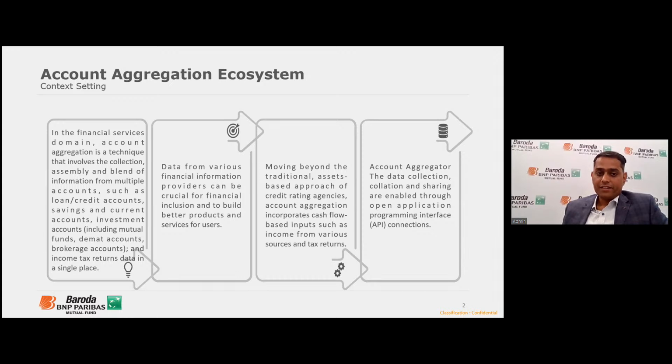The data from various financial information providers can be crucial for financial inclusion and to build better products and servicing. Historically, an investor or customer has had to run around to identify and gather all the investments he has made or the insurance policies he's carrying, because these are different financial institutions communicating with the investor on a one-on-one basis. So the onus is on the investor when he wants to do financial planning or go for a loan. He has to gather all this information, self-certify it, notarize it at times as per the requirement, and then furnish it to the financial institution.